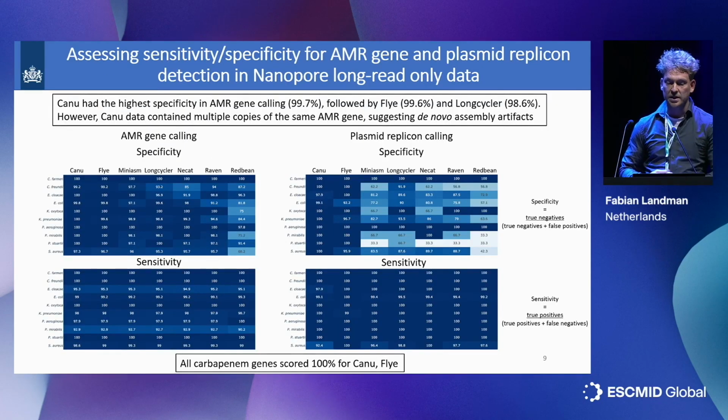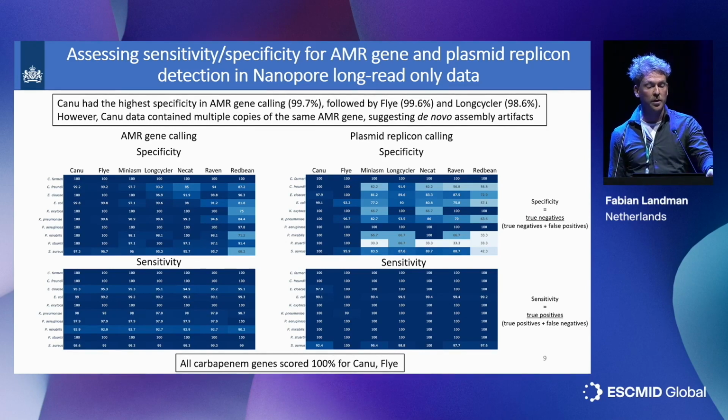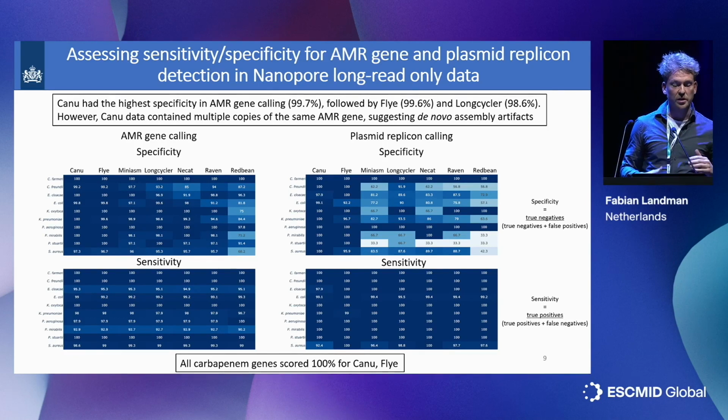We also assessed the sensitivity and specificity for AMR gene and plasmid replicon detection. And here we found that Canoe and Fly performed the best for these values. So Miniasm and Long Cycler didn't perform that much less, but not as high as Fly did here. That was a bit surprising for us, especially the specificity for the plasmid replicons.